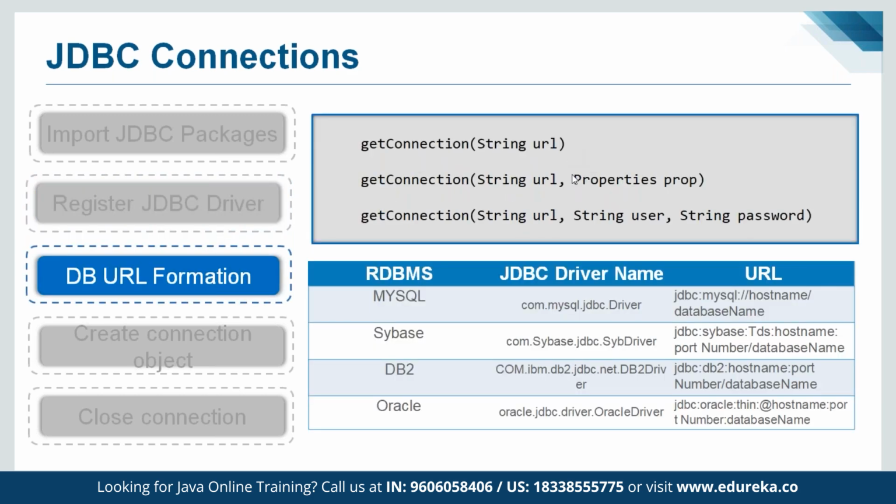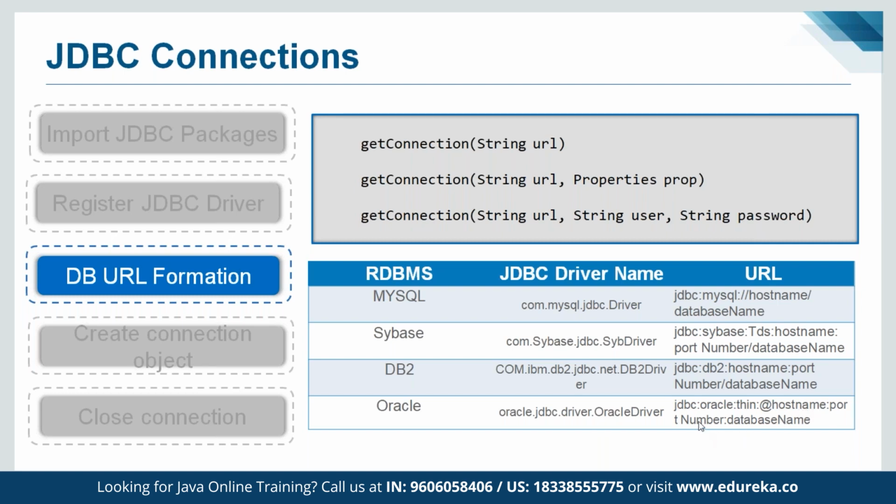Then the connection, getConnection with URL, properties or username and password. It depends on the database. If it is MySQL, com.mysql.jdbc.Driver and the URL jdbc:mysql. We are discussing this point only to understand that every database has its own JDBC driver and its own URL to connect. But we are talking about Oracle: oracle.jdbc.driver.OracleDriver, JDBC, Oracle, thin, host name, database server name, port number.